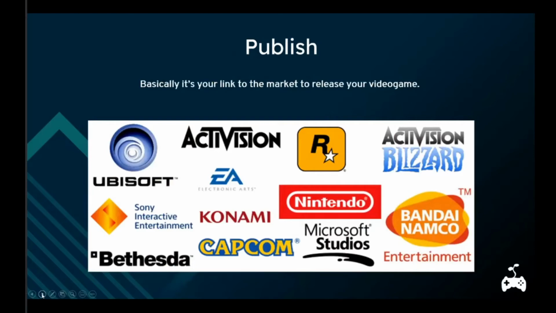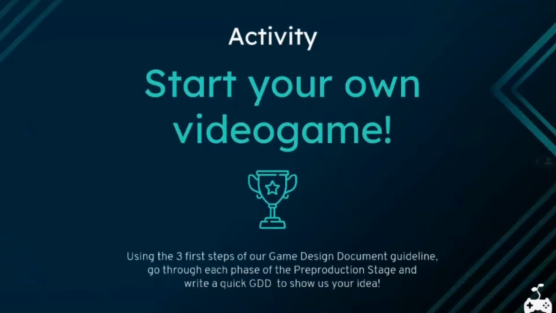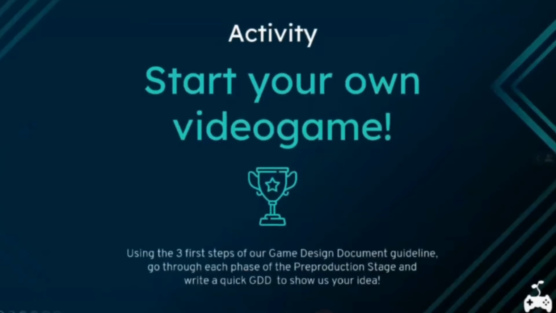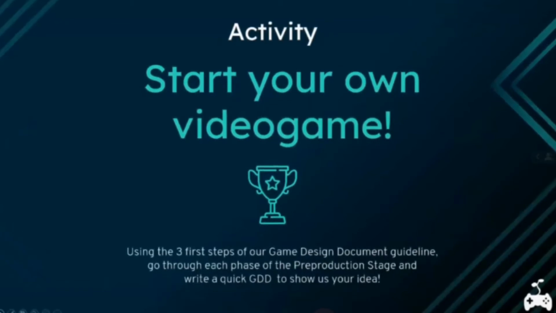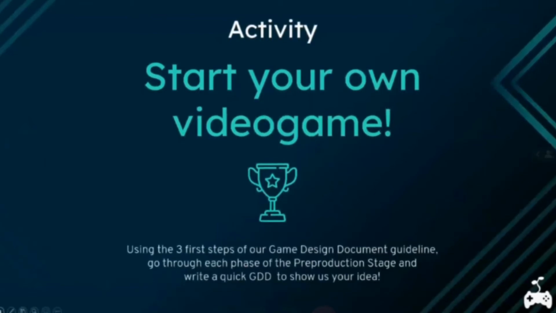Woo. Now, the next thing is going to be the activity. We want you all to start your own video game. So basically, you need to use the first 3 steps of our game design document guideline, go through each phase of the pre-production stage, and write a quick GDD to show us your idea. So, well, this is basically the engaging part. So if you want to start writing down your very first GDD, feel free to do so.